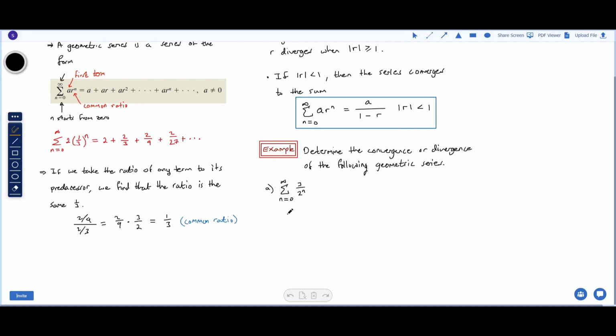All right, so we have the sum from n equals 0 to infinity, right? So the 3 over 2 to the power of n, we can write as 3 multiplied by 1 over 2 to the power of n. All right, same thing.